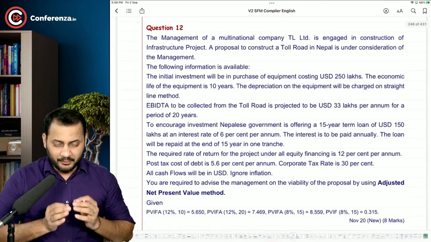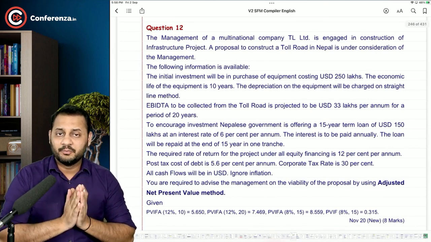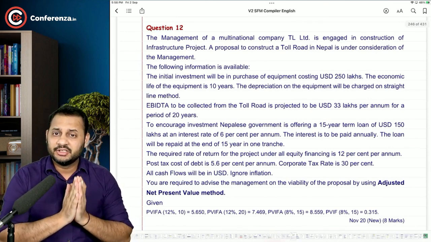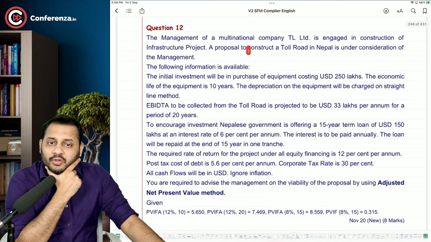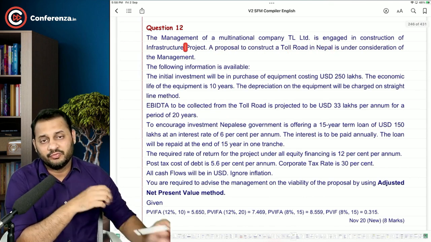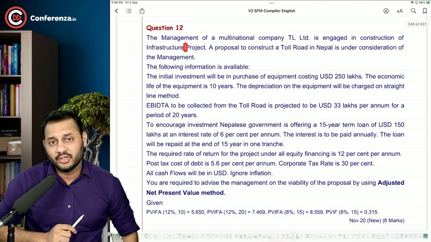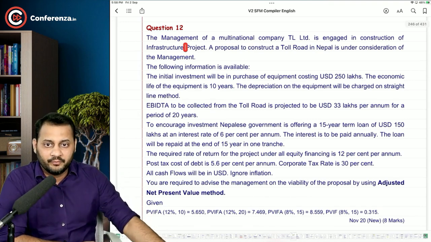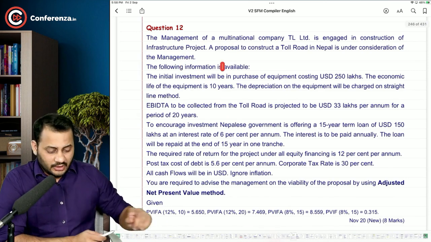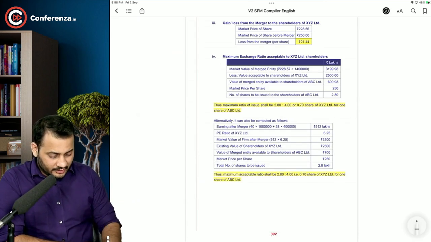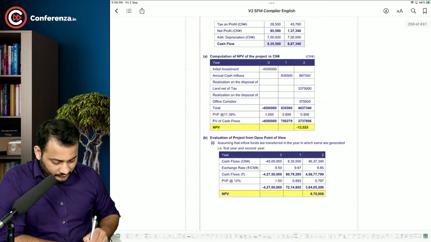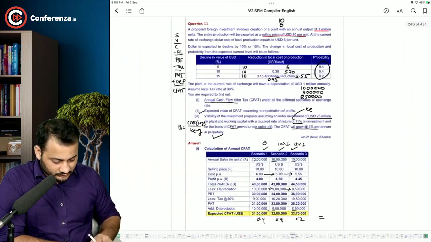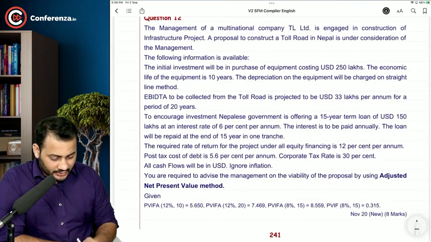The management of multinational company TL Limited is engaged in a construction of infrastructure project. A proposal to construct a toll road in Nepal is under consideration by the management. So we are about to construct a road in Nepal. Okay, toll road. The following information is available. Now, what do you mean by toll road? It means that you can construct that road and then you can start taking the toll tax.